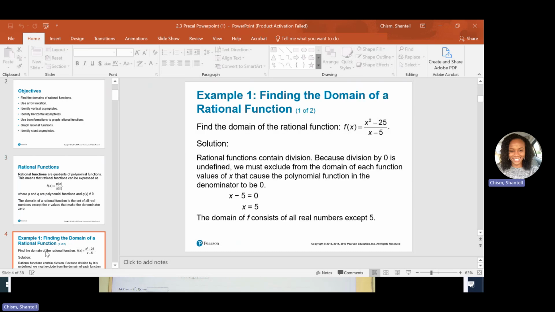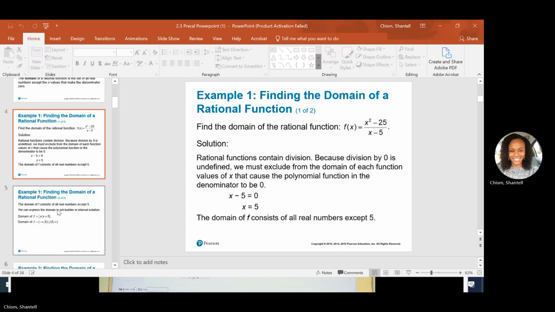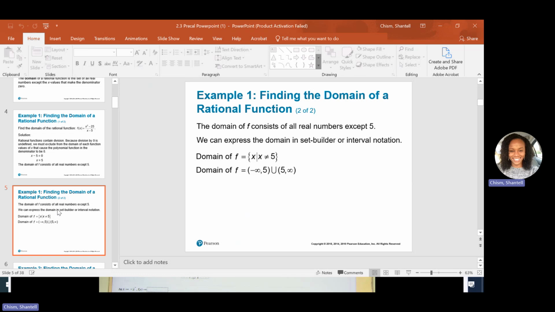So we'll begin looking at a few problems where we're identifying the domain. Here's one: x squared minus 25 over x minus 5. The rational function does contain division, okay? And because division by 0 is undefined, we have to exclude from the domain the values of x that will make that denominator 0. So the domain of f consists of all real numbers except for 5. When we take the x minus 5 and set it equal to 0, then solve for x, we have to exclude x equals 5 from our domain. So again, the domain of f consists of all real numbers except for 5.